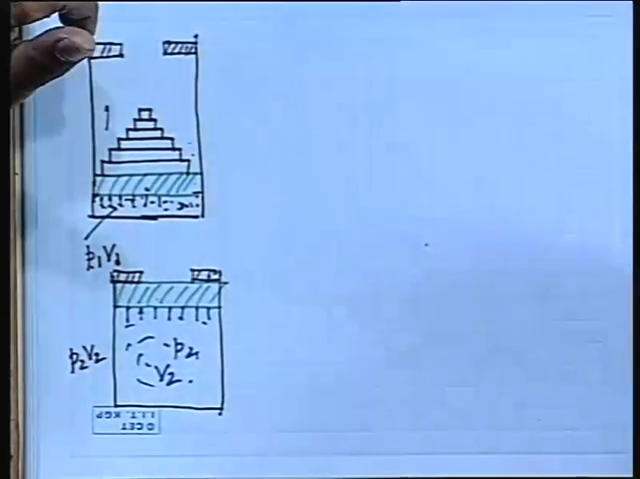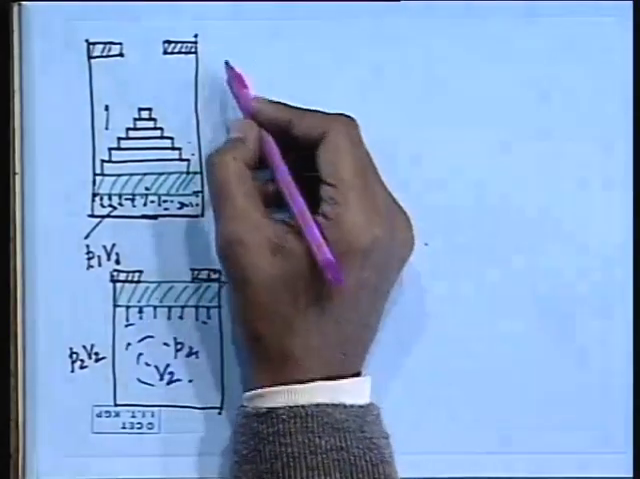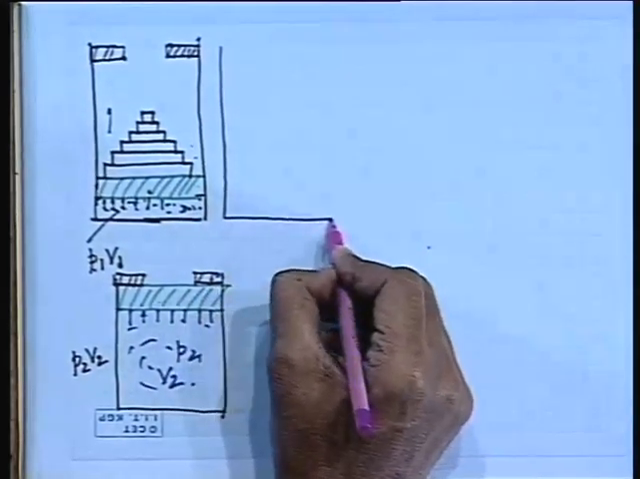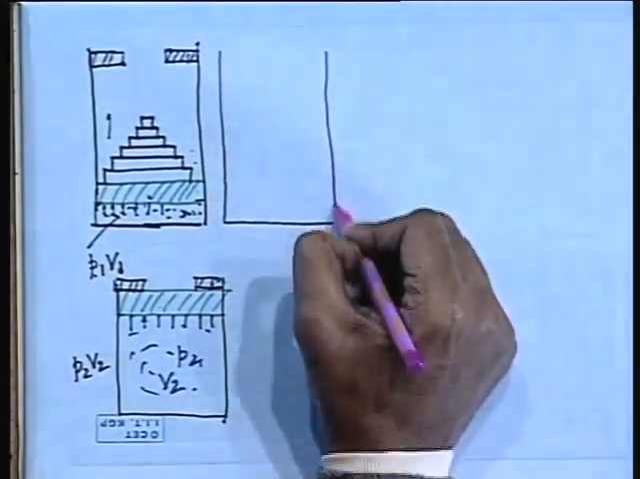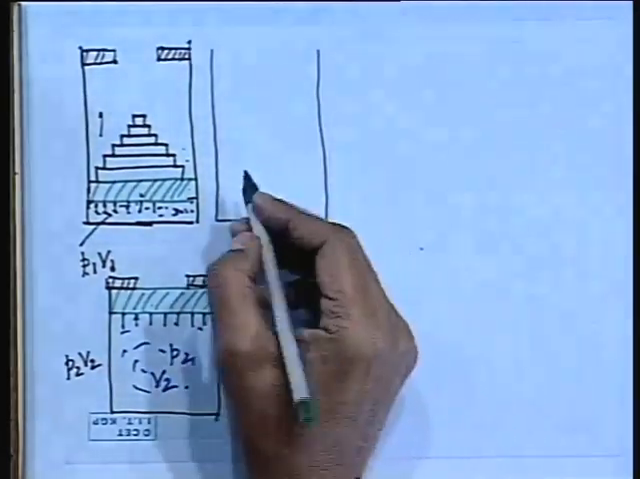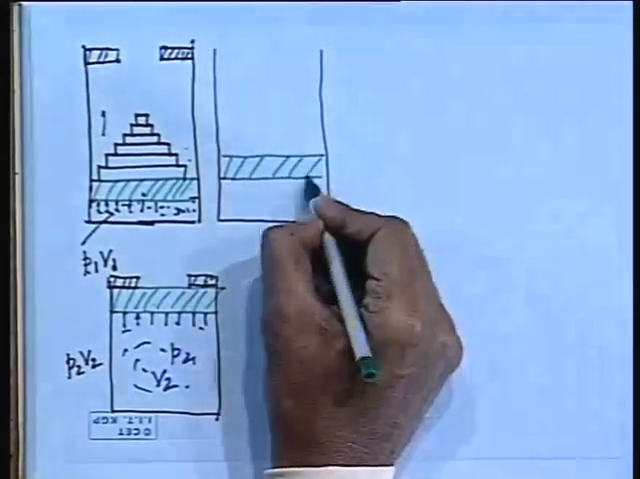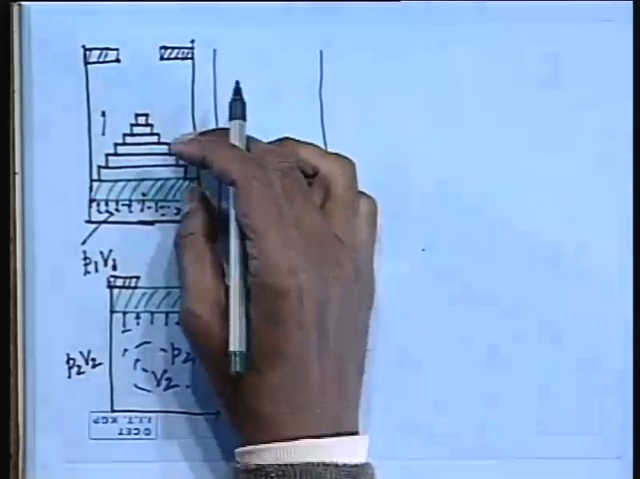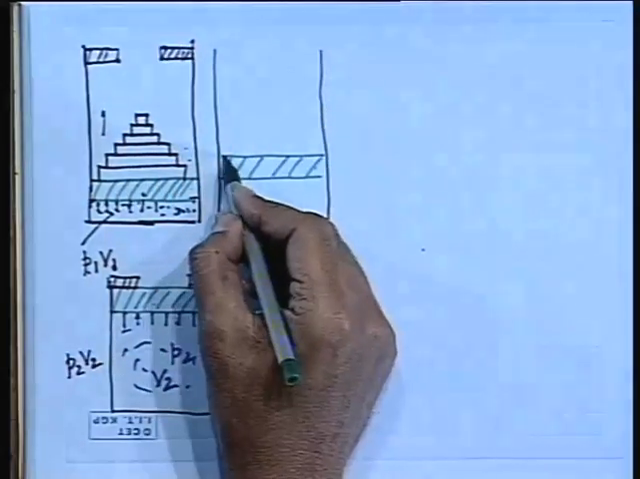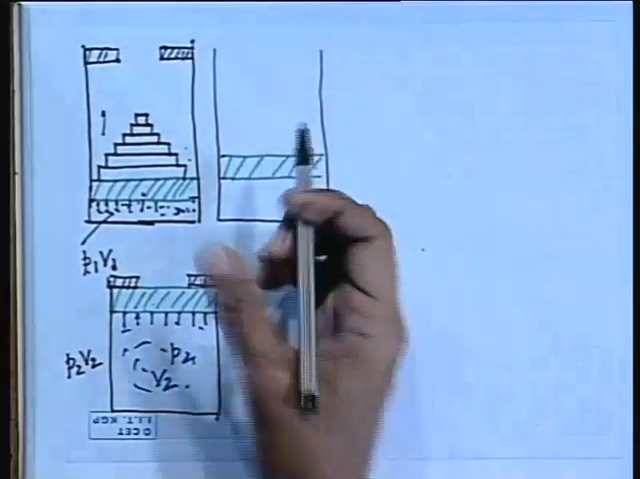But instead, if we conceive a process which is infinitely slow, instead of releasing the weight all at once, we release the weights one by one. If I take a small weight out, that means we create a very small amount of pressure imbalance. In that case the piston will move very slowly and come to an equilibrium position like this.